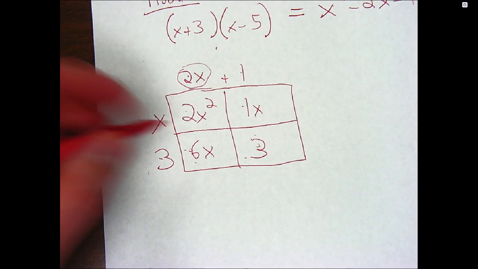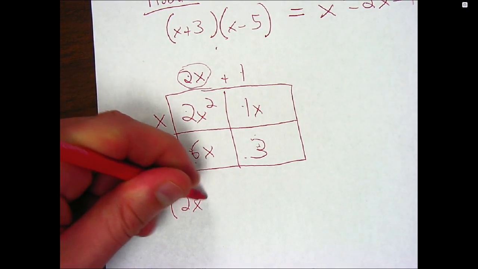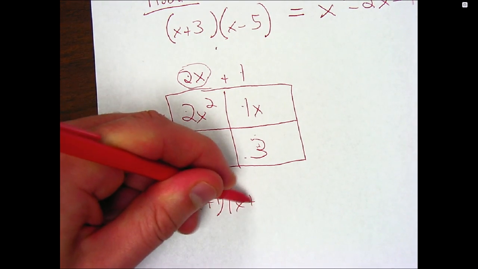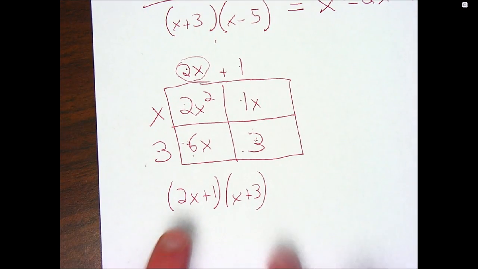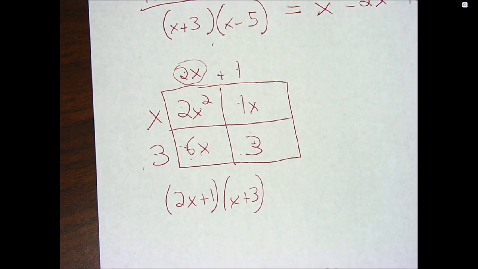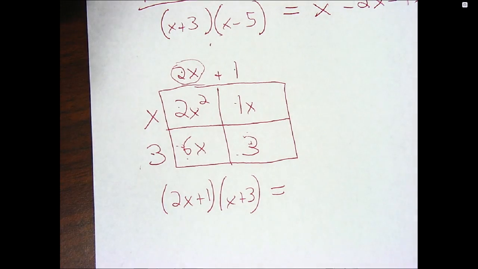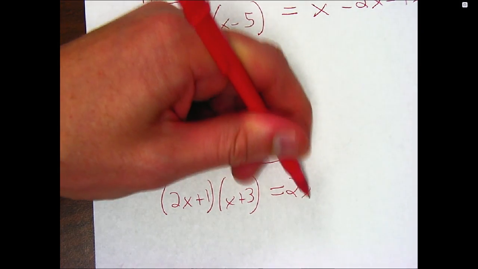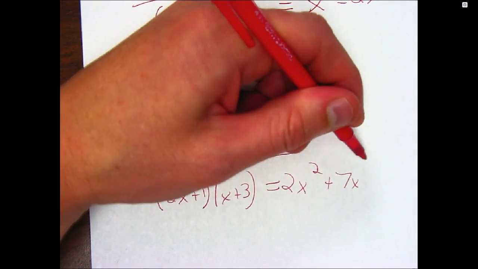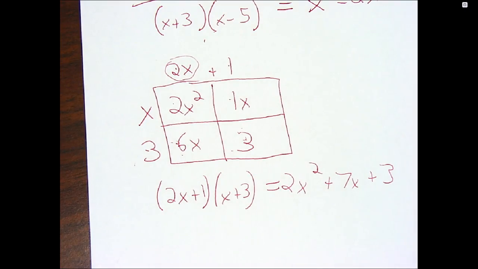And so now I can write it as a product and a sum. So 2x plus 1. It's the big length, times x plus 3, that's the big width. And again, you could switch the order of these two sets of parentheses, doesn't matter, length times width or width times length. And then the sum will be adding up all the boxes. So 2x squared plus 7x plus 3. And that's it for that one.